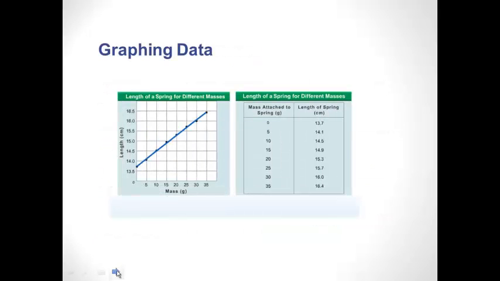Whenever we name a graph, we always name the graph as whatever is measured, whatever is plotted on the y-axis versus whatever is plotted on the x-axis. So here in our spring graph, we have the mass as our x-axis, and we have the length as our y-axis. So we want to name this graph the length of the spring versus the mass. Okay, so we see a difference as we go through, and it's certainly linear.